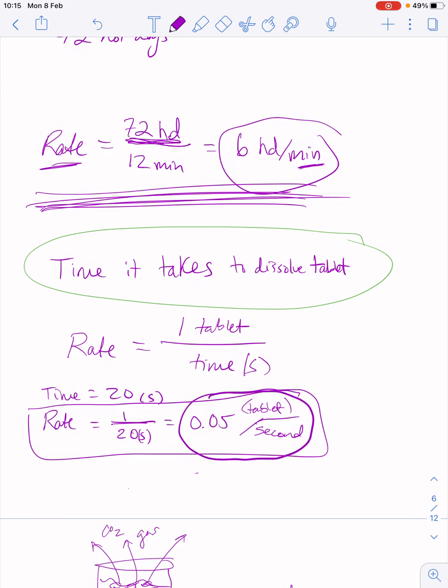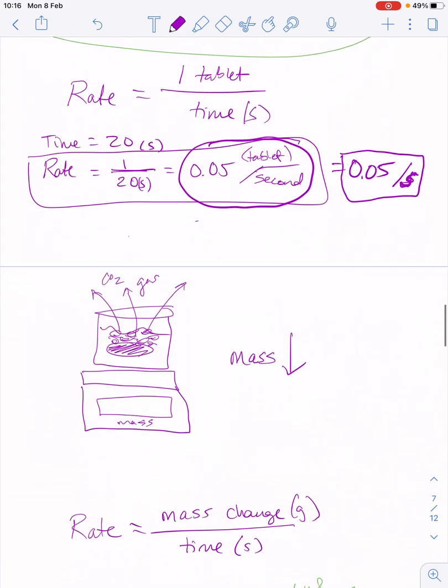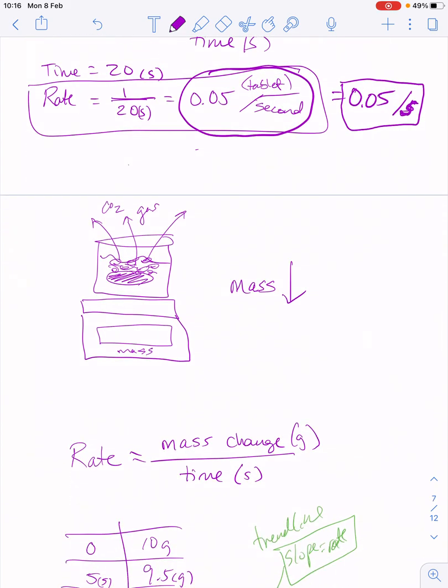Now, tablet isn't really an official scientific unit, so we probably present the rate as just 0.05 per second. I know that's a bit of an odd unit, but it means how much of the tablet is being dissolved or reacted every second. So 0.05 tablets is being dissolved every second. So that's how you calculate it. There are other options for calculating the rate, so you'll get to choose what makes the most sense for you.